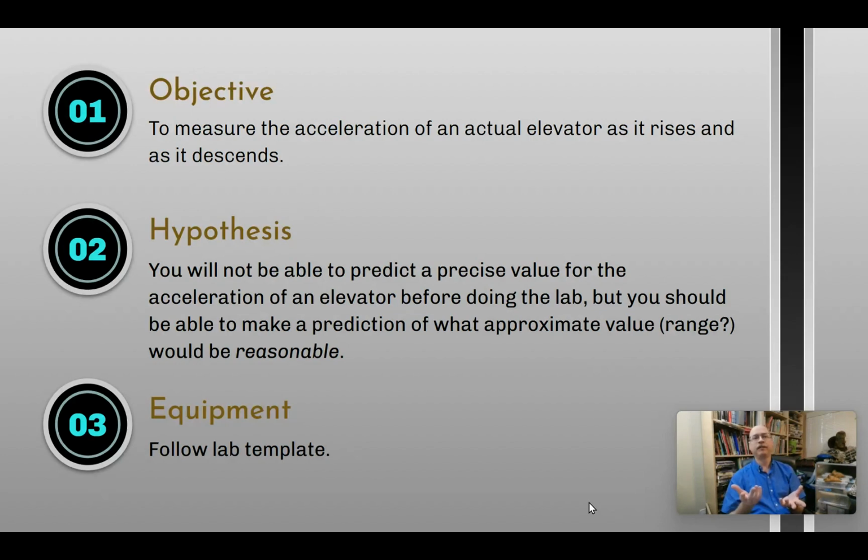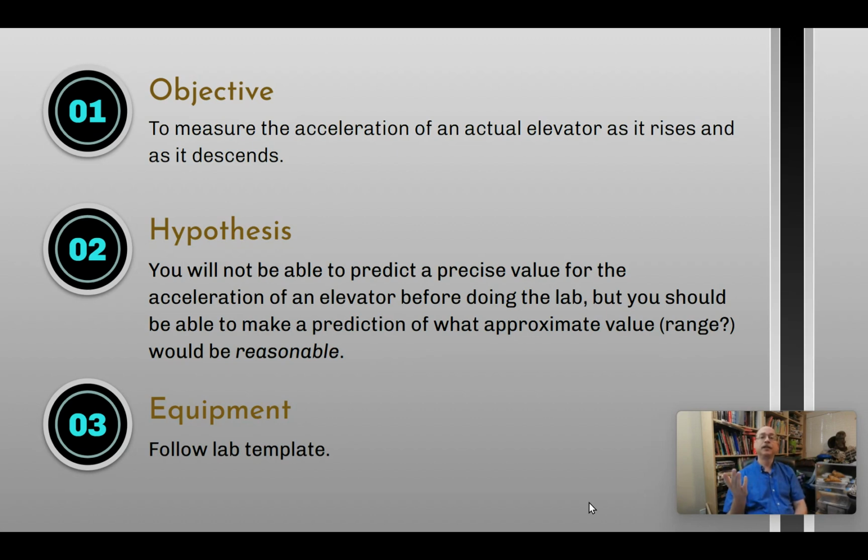Now, as far as your hypothesis goes, there's no way for you to be able to make some sort of a prediction in advance of an exact number. It would be unfair of us to just make up a number like 3 meters per second squared. But what we can do is make an educated, reasonable guess about maybe even a range of values.